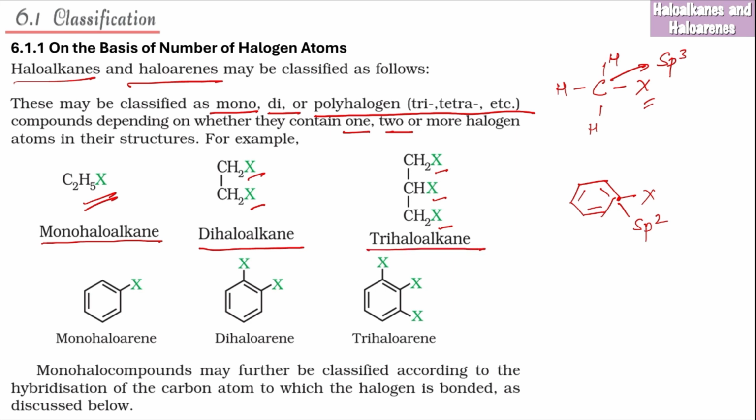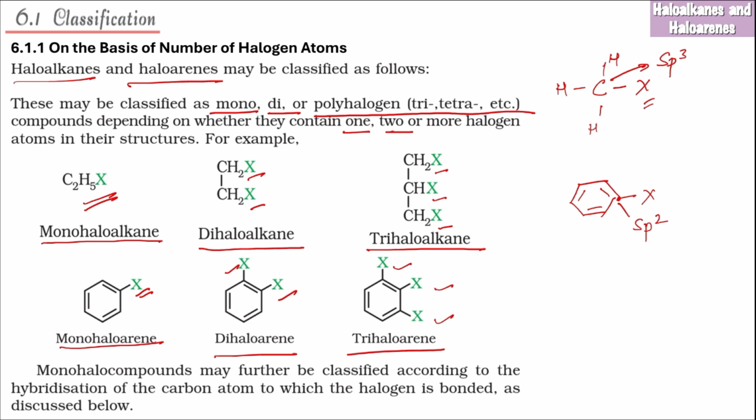Then haloarenes: only one halogen atom bonded to the benzene ring, so monohaloarene. Two halogen atoms bonded to benzene ring, dihaloarene. Three halogen atoms bonded to benzene ring, trihaloarene.